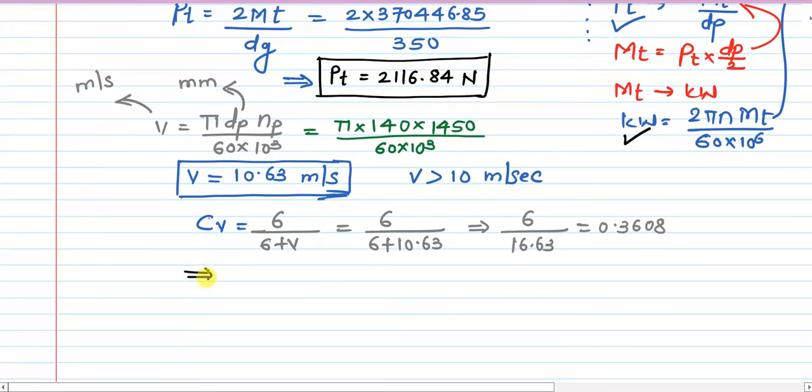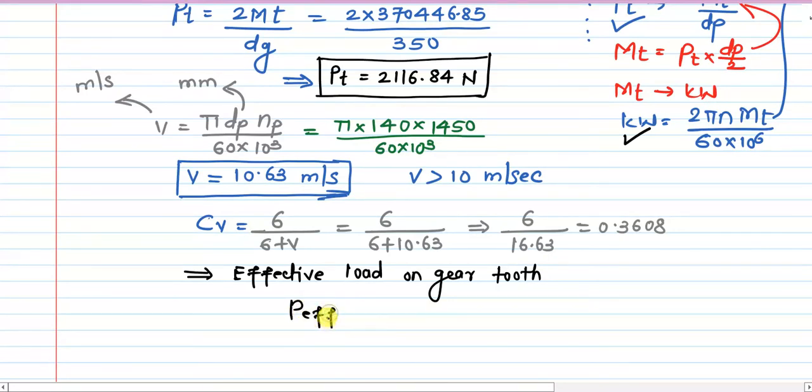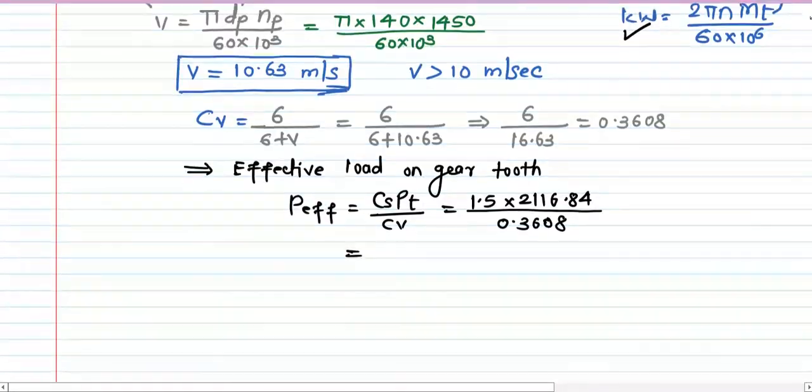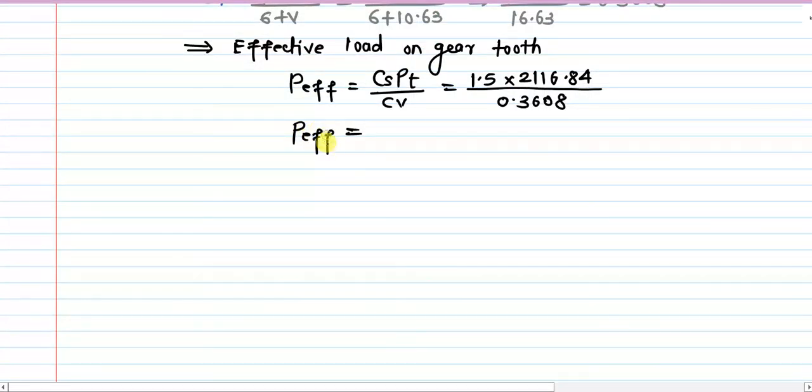So it implies that the effective load on gear tooth will be P effective, which is equal to CS PT upon CV. CS, the service factor, is available to us, into PT, 2116.84, divided by CV, 0.3608. So this P effective comes out to be 8800.61 newton. You might have some different decimal places because of the round off errors in the previous steps.